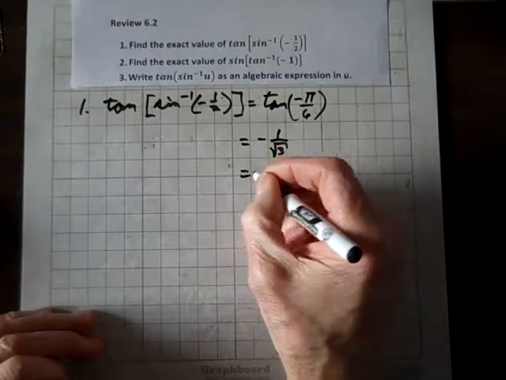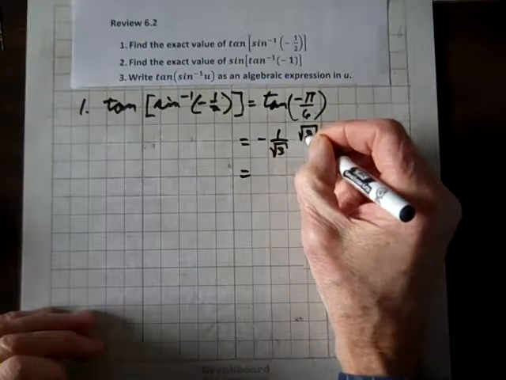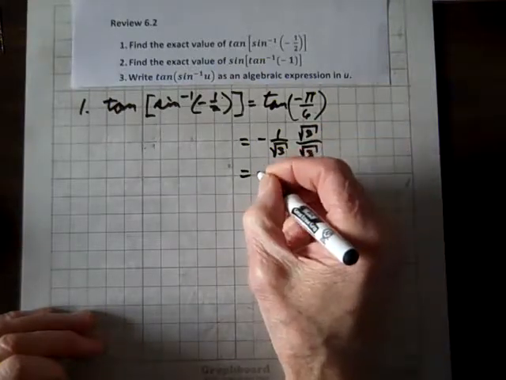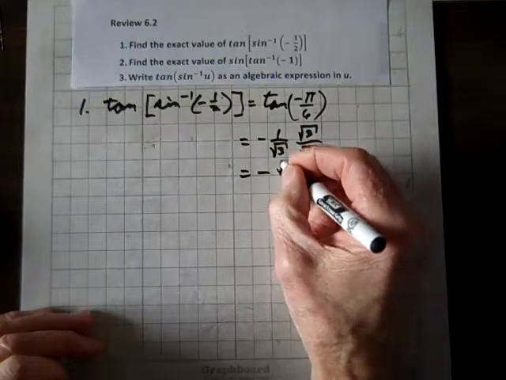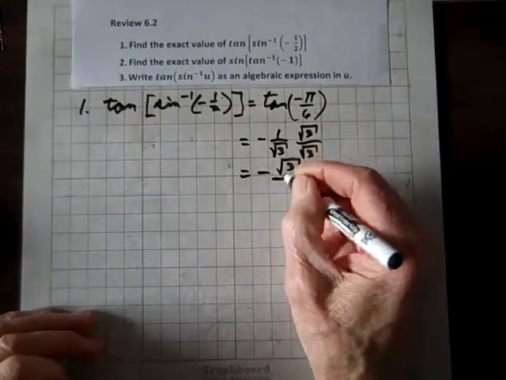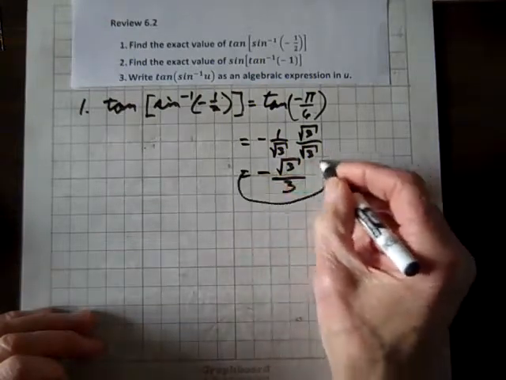And now let's rationalize that denominator by multiplying by 1 in the form of root 3 over root 3. And now we get negative 1 times root 3 is root 3. And in the denominator, root 3 times root 3 is 3. And we've got that one done.